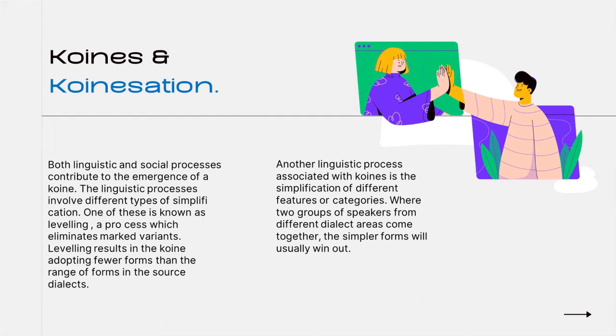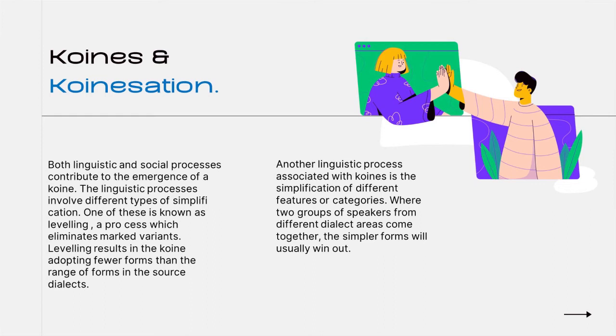Another linguistic process associated with change is the simplification of different features or categories. Where two groups of speakers from different dialect areas come together, the simpler forms will usually win out. So, when dialect speakers who make the distinction between "he was swimming" and "they were swimming" meet dialect speakers who don't make this distinction, for example, they say both "he was swimming" and "they were swimming," then the process of simplification suggests that the simpler form will survive.